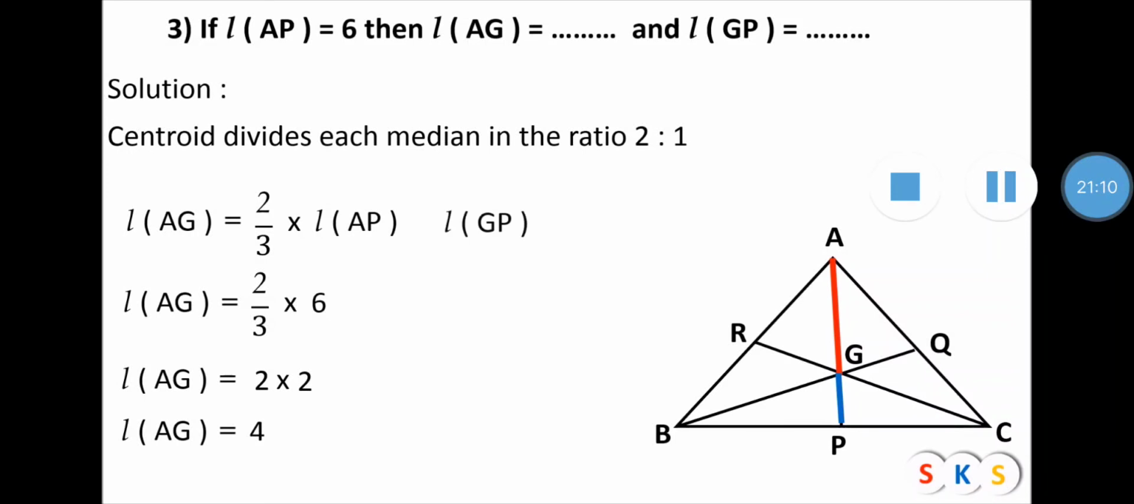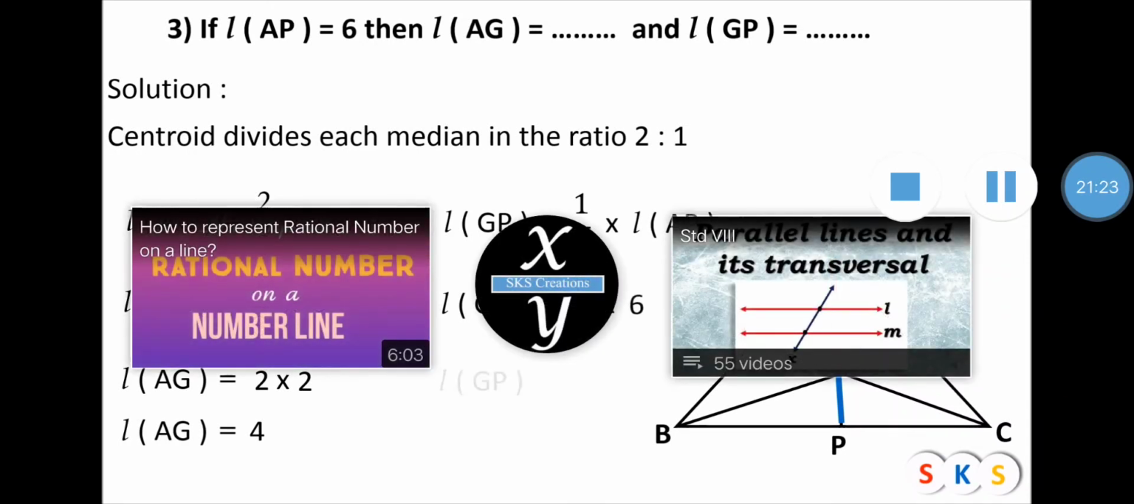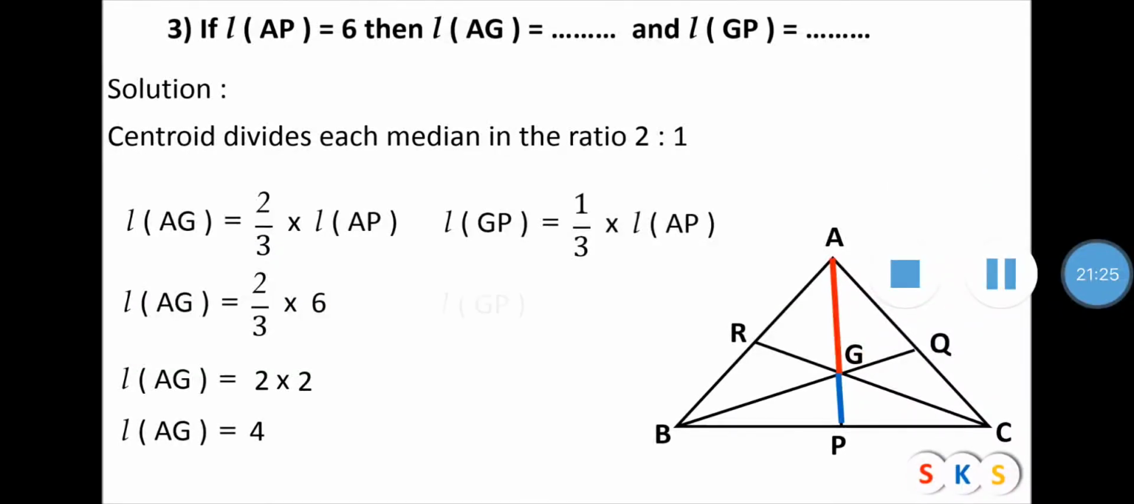Now, what will be the GP? Let's see. Length of GP is equal to 1/3 of length of AP. Therefore, length of GP is equal to 1 upon 3 into 6. So, after division, you will get length of GP as 2. Thank you.